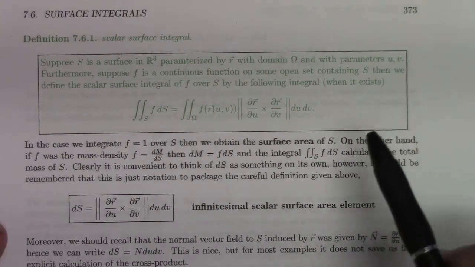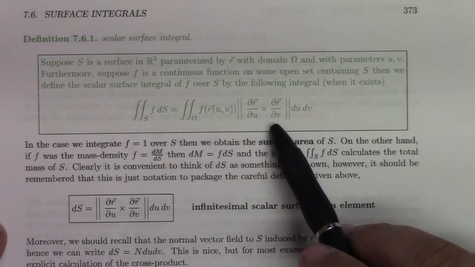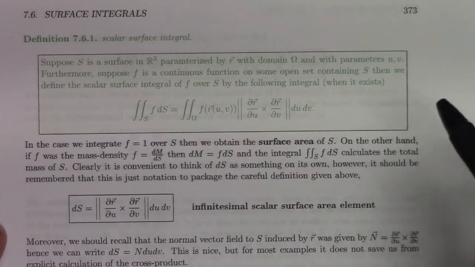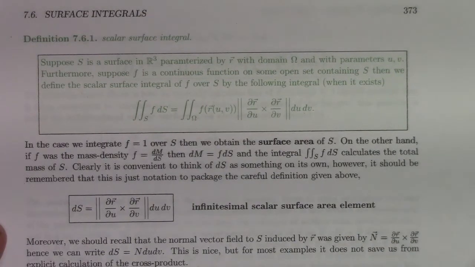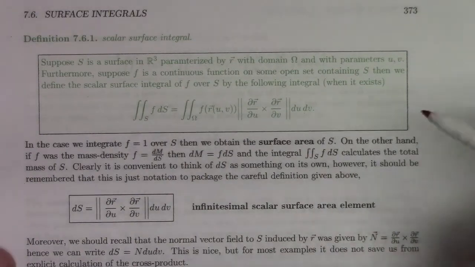To calculate that, you just calculate the length of the normal vector field for the parameterization of the surface, and then integrate over the parameter domain. That gives you the surface area. And I like to think about ds as sort of its own object, if you will.